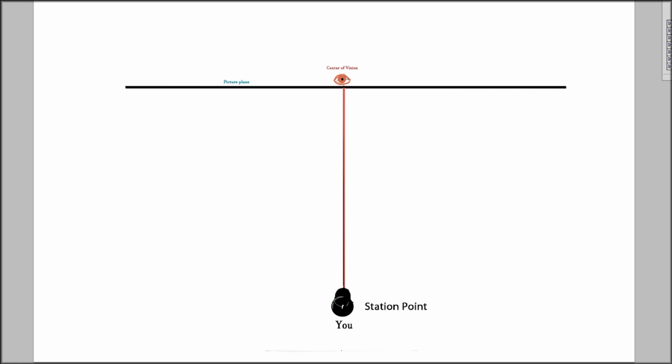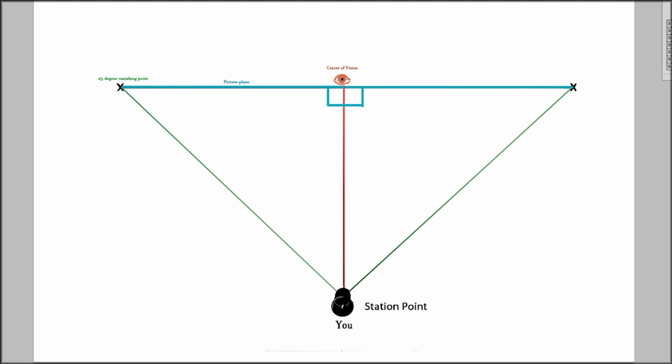If we now imagine two green beams coming out at 45 degrees from our observer, we can see where they strike the picture plane is what's known as our 45-degree vanishing point. This 45-degree vanishing point is going to be very important as we move forward in our understanding of linear perspective. Now, the reason for this is actually very simple. As you can see from this diagram, two right-angled triangles have been created by the lines of this 45-degree vanishing point.